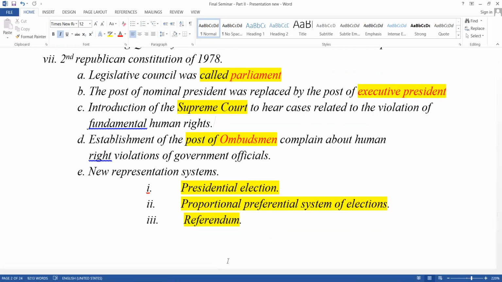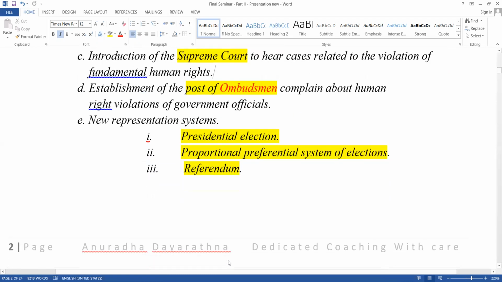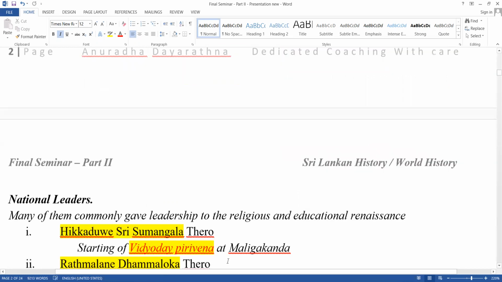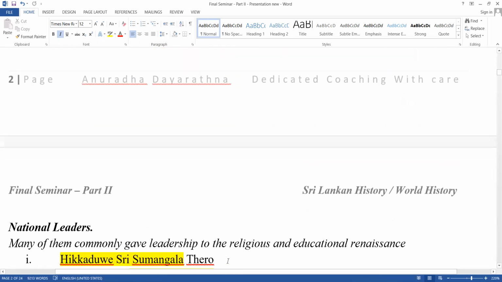So while listening, you have a lot of work, right? You have to highlight, you have to complete the blanks. Right, moving to the next. National leaders, the importance of some leaders.